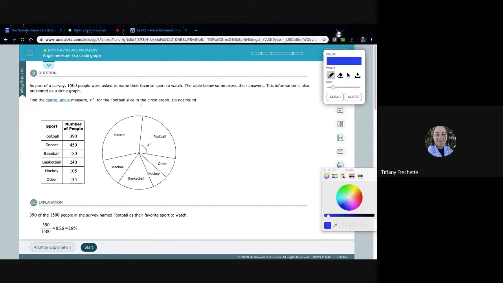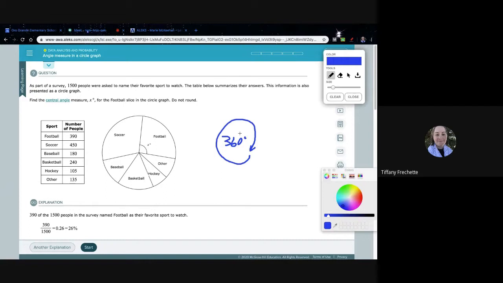For football, slice in the circle graph. Do not round. Okay, so with this one, we just need to remember a couple of things about circles. Number one, if I draw a circle and I go all the way around, beginning and end, and I know that's a very wonky looking circle, but we're going to pretend like it's a nice one. If I go all the way around a circle, I go 360 degrees. So we need to remember that a circle is 360 degrees.